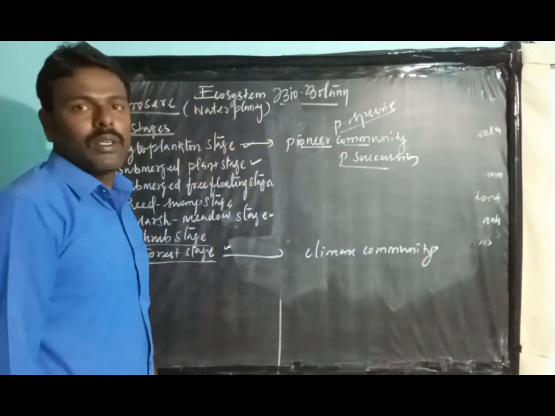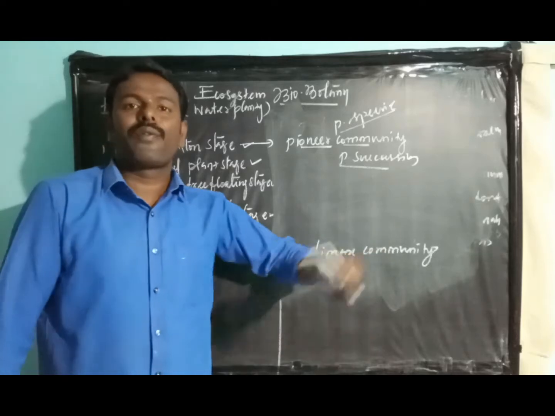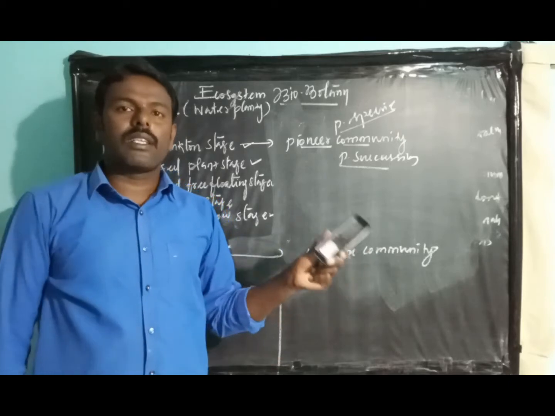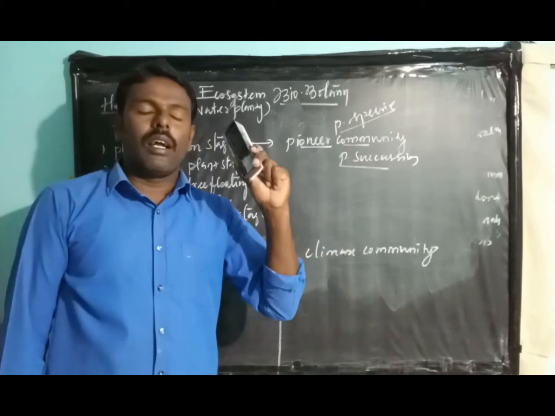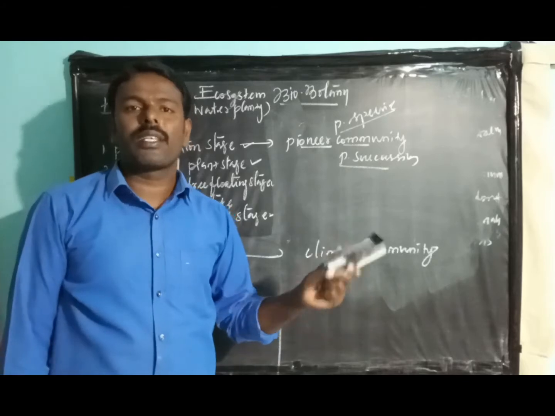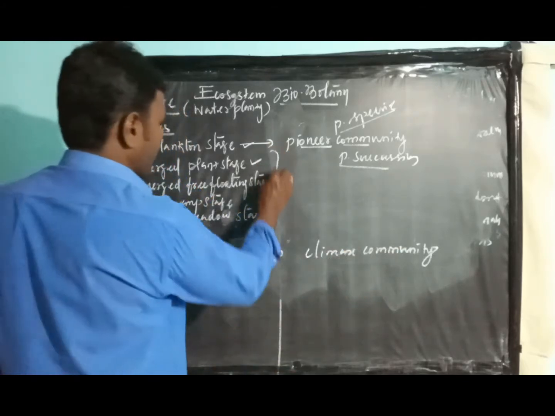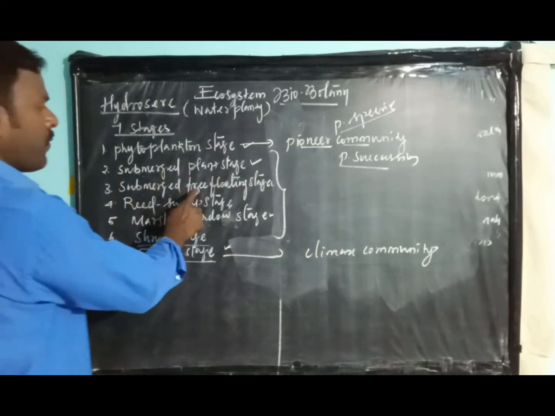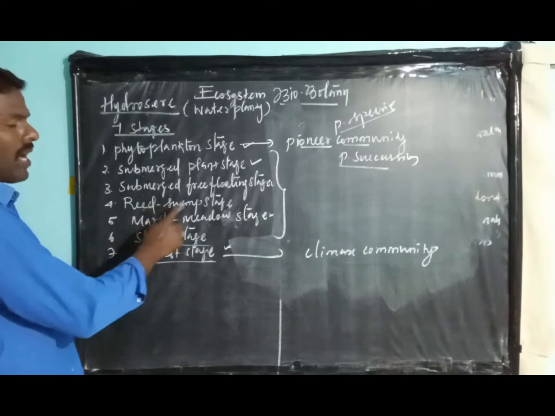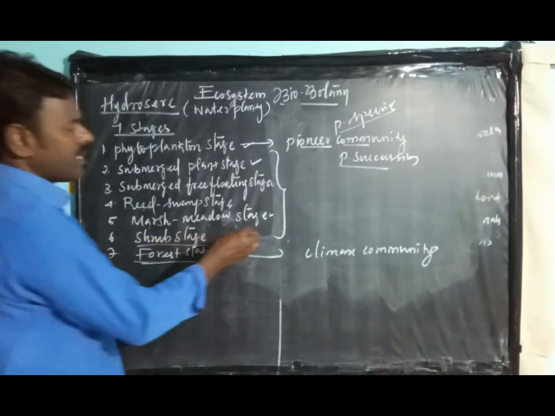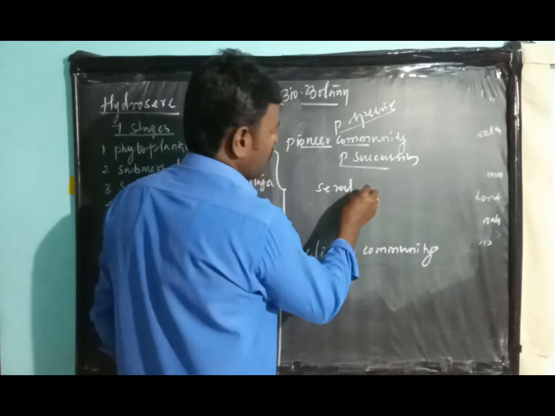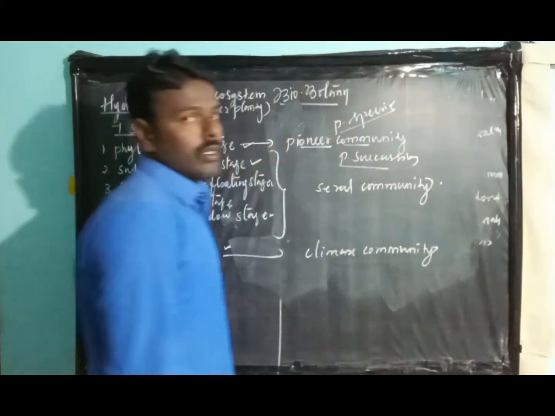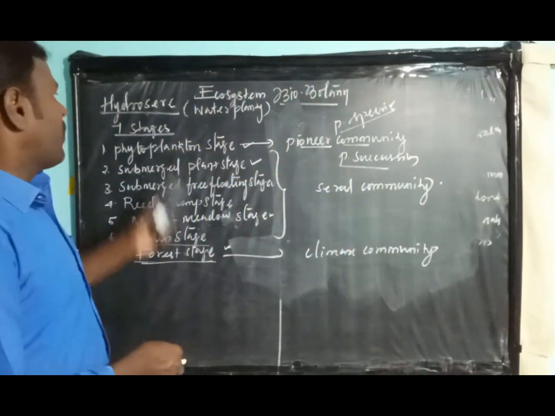At the end, the climax community originates different kinds of forest. Already we know temperate mixed forest, tropical rain forest, tropical deciduous forest and so on. Between these, there are 5 stages: submerged plant stage, submerged free floating stage, reed swamp stage, marshy meadow stage and scrub stage, the seral communities. So those are the stages of hydrosere.